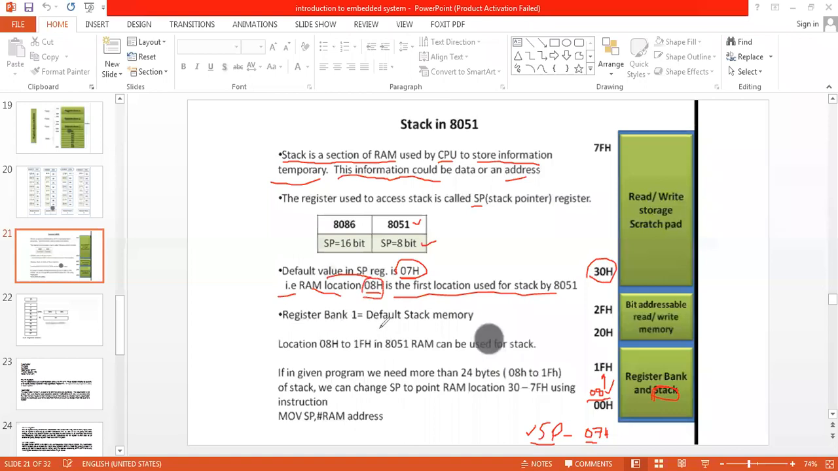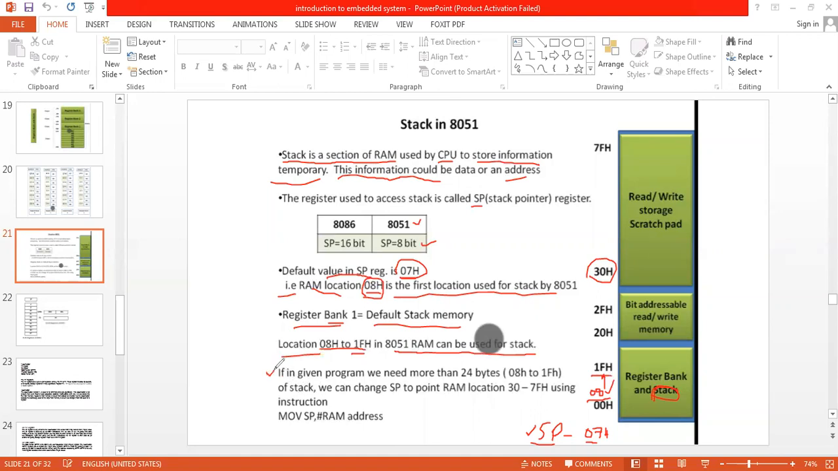Then register bank 1. When it starts from 08H, that is bank 1. So that is why register bank 1 is the default stack memory. Location 08H to 1FH in 8051 RAM can be used for stack. So as I said, 08H to 1FH can be used as stack memory.